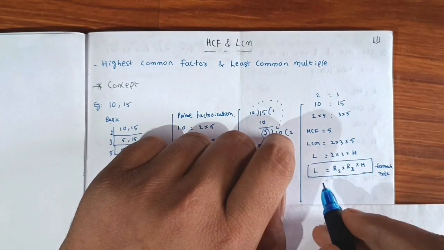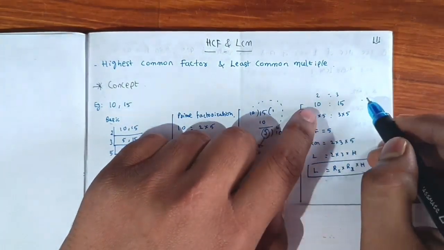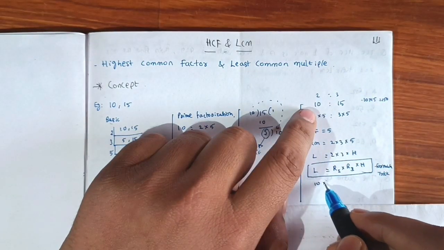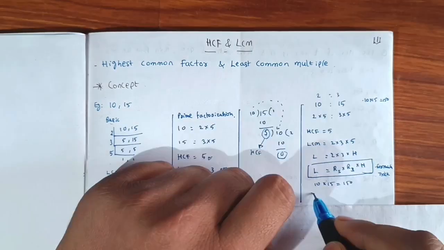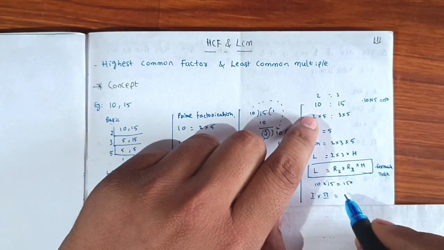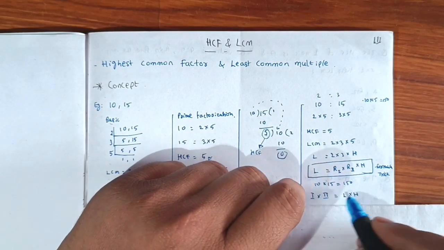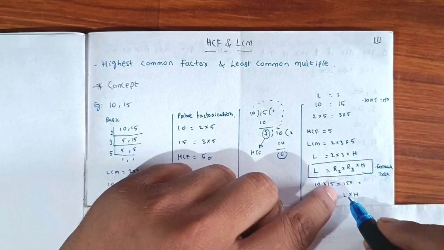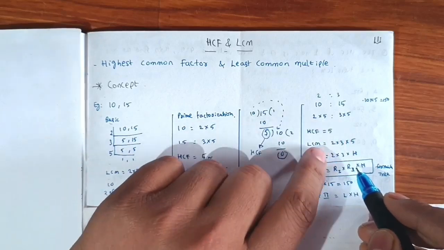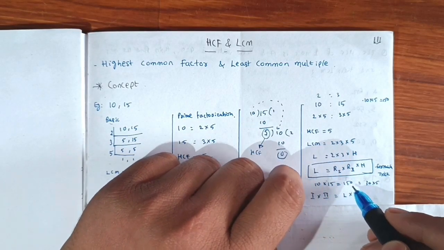Again, we have another relation: 10 into 15, which is 150. The first value into the second value, which is the multiplication of the two numbers, is equal to the multiplication of LCM and HCF. The LCM here is 2 cross 3 cross 5, which is 30, and the HCF is 5, which is equal to the same 150.